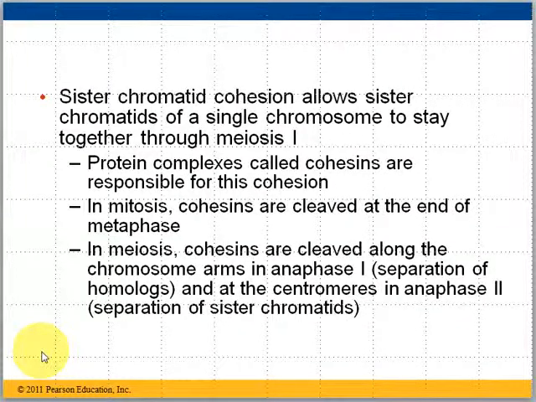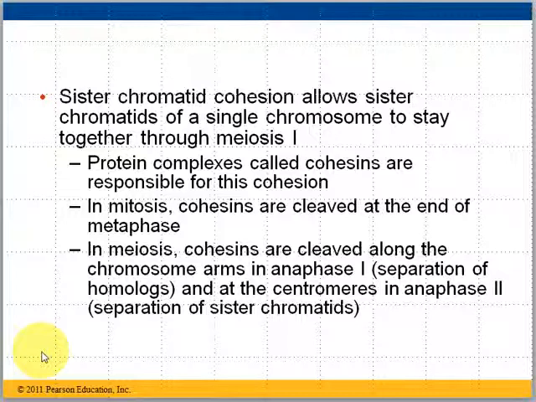The book does go into some detail about how these separations occur. I probably wouldn't ask a lot of questions on a quiz or a test about this, but it's good to know that the sister chromatids stay together through a process called cohesion, and there are certain protein complexes called cohesins that basically hold them together. This is like the glue that holds the sister chromatids together. And in mitosis, these cohesins, these glues, are broken or cleaved by the end of metaphase. So the connection that holds the sister chromatids together is broken, and that allows them to be pulled apart at the end of metaphase and then into anaphase.